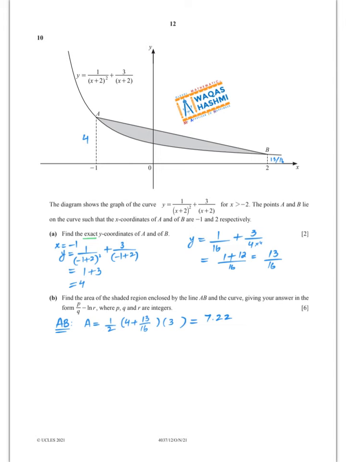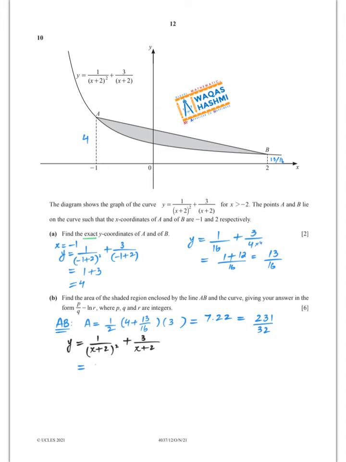Since we need to write down the answer in this form, I will write down the fraction form as well. It is equal to 231 divided by 32. Alright. After that, we need to integrate that curve part, right? So we have the equation y is equal to 1 over (x plus 2) squared plus 3 divided by x plus 2. Alright, we need to integrate that.